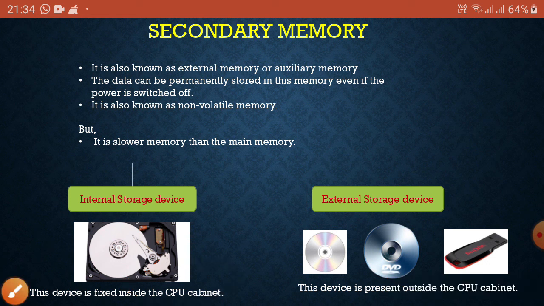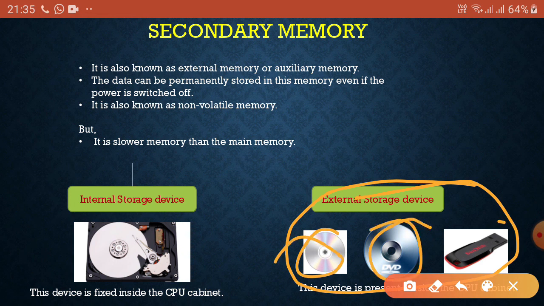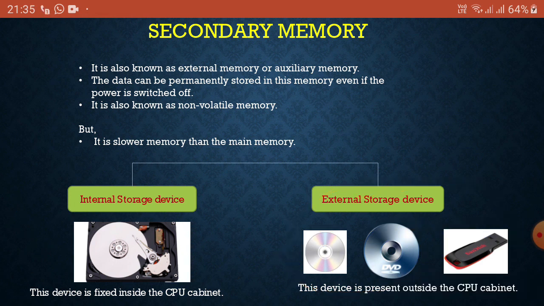Next part is external storage devices. So what are the external storage devices? CD, DVD, pen drive or flash drive. All these devices are placed externally, so they are called external storage devices.